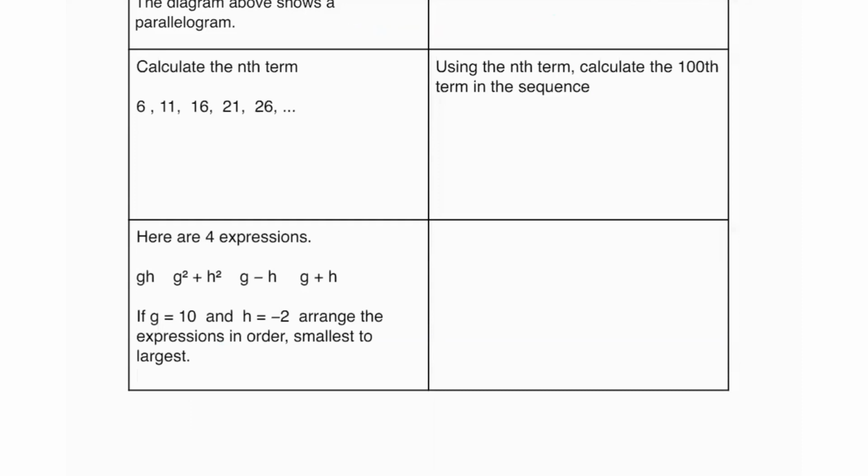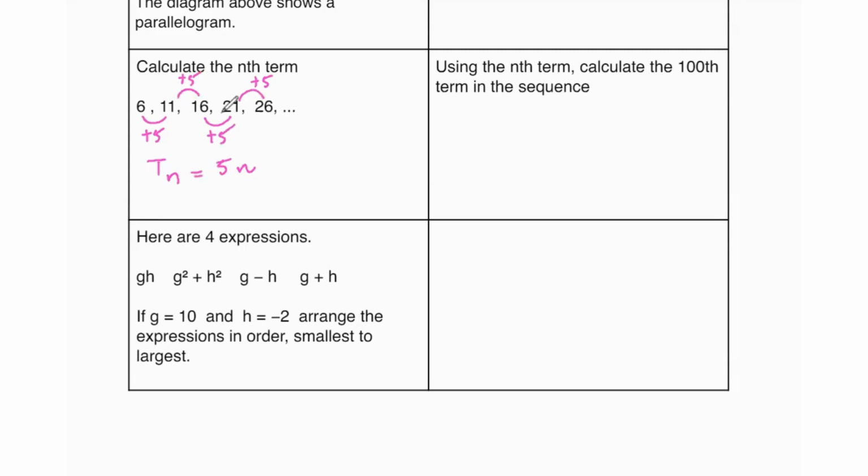Calculate the nth term. So we have a sequence which has the terms 6, 11, 16, 21, and 26. Now if you notice, to go from 6 to 11, we add 5. To go from 11 to 16, we add 5. And once again, to go from 16 to 21, we're adding 5. So we have a common difference of 5 over here, which means we can begin with creating the nth term as 5n. Always remember, whatever your common difference is, you multiply that with n.